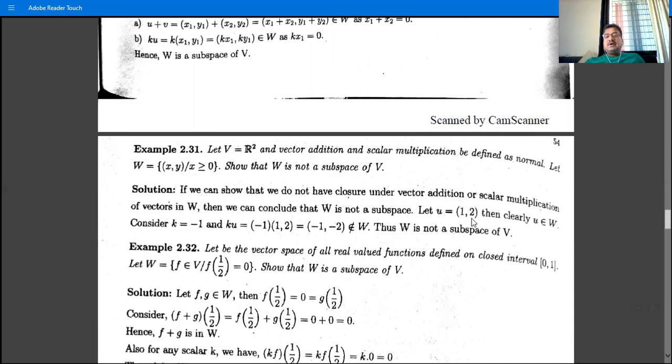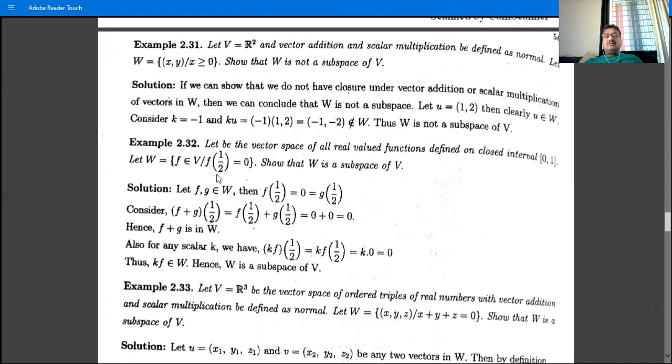So let u be (1, 2), and this is an element of W because its x coordinate is 1, which is greater than or equal to 0. Then take the scalar k equal to -1, and then what happens? k into u is -1 into (1, 2), which is (-1, -2), and this does not belong to W because its x coordinate is -1, and it is not greater than or equal to 0. Therefore W is not closed for scalar multiplication. The second property fails for W, that is, for a scalar and an element of W, its multiplication does not belong to W, and therefore W is not a subspace of V.